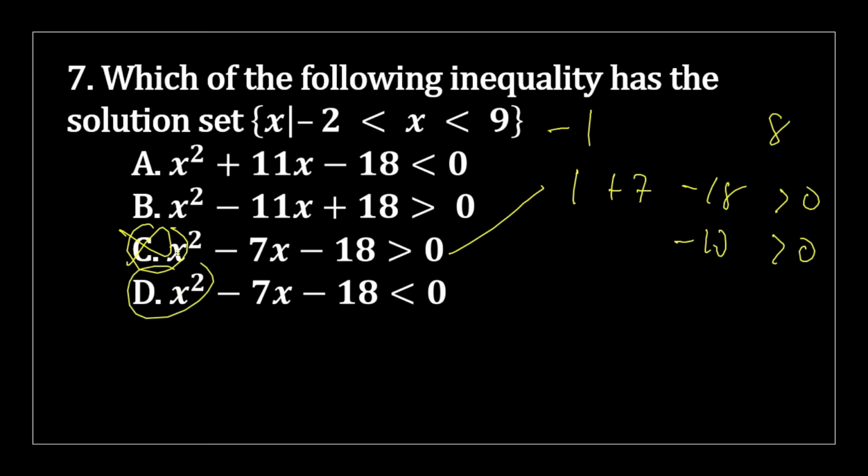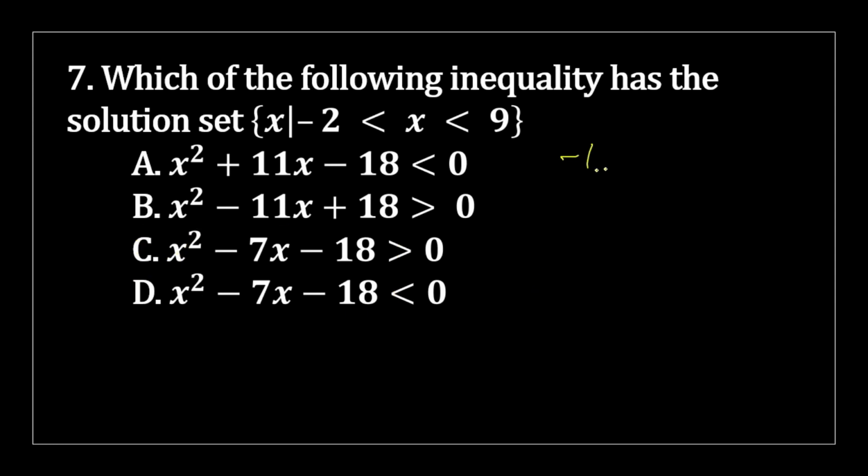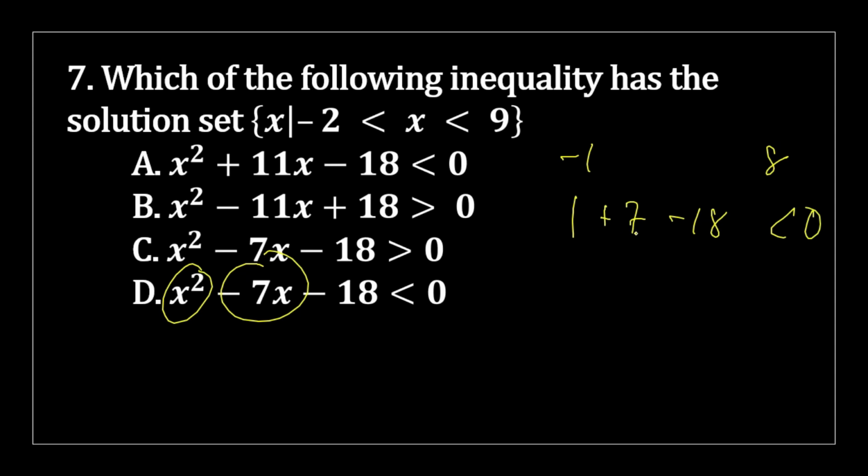Now let's try letter D. We have the same value because we have the same right hand side, and we should just change the sign. So let's solve it. Negative 1 and 8. Let's try for negative 1. Negative 1 squared is 1. Negative 7 times negative 1 is positive 7. Minus 18, that should be less than 0. So 1 plus 7 is 8. Minus 18 is negative 10. Negative 10 is less than 0. That is correct. Now let's try 8.